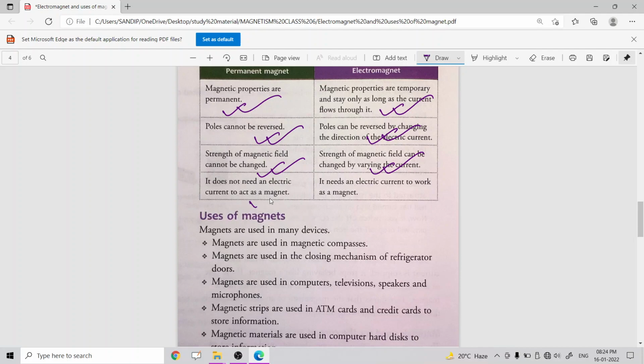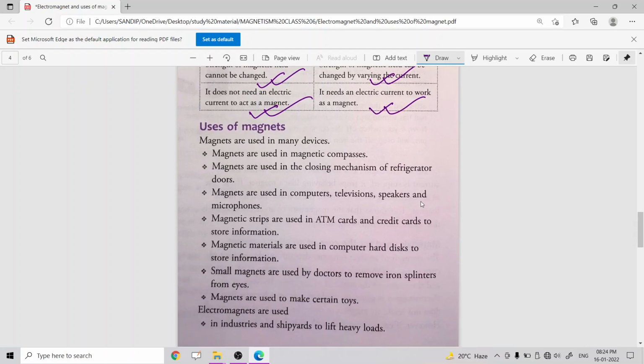And the fourth one: a permanent magnet does not need an electric current to act as a magnet. So here current is not required, but for an electromagnet current is required. It needs an electric current to work as a magnet.